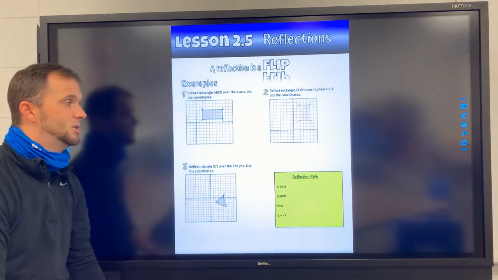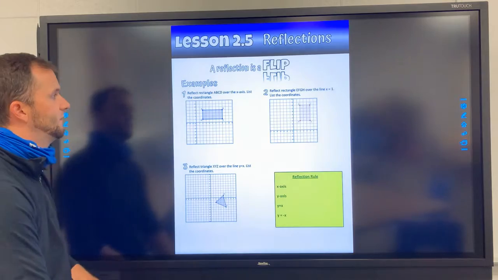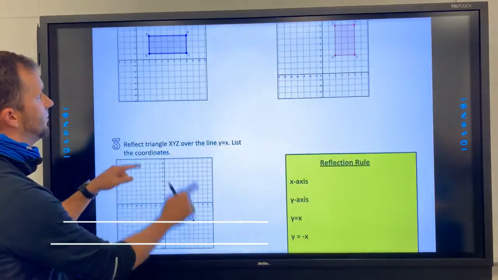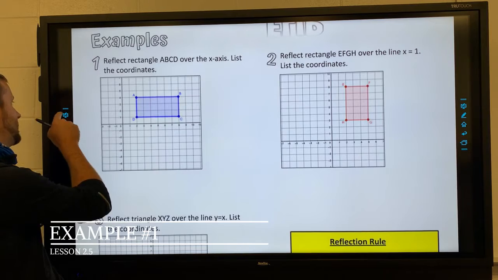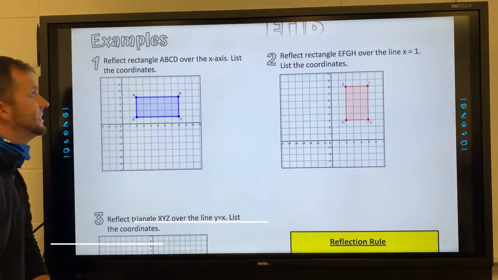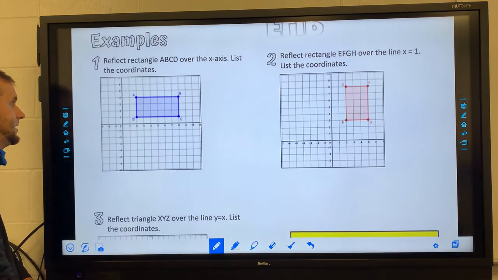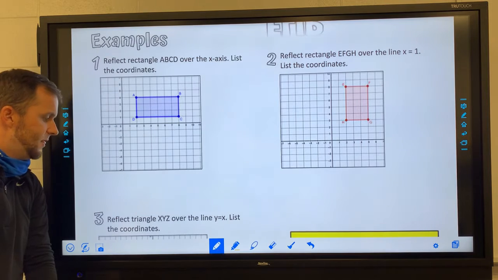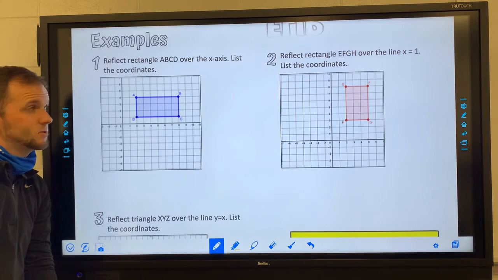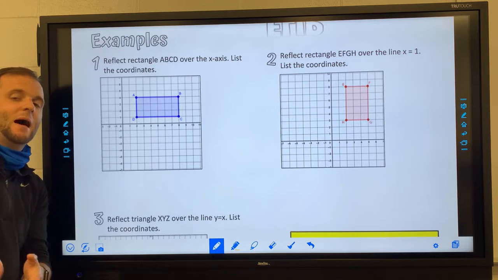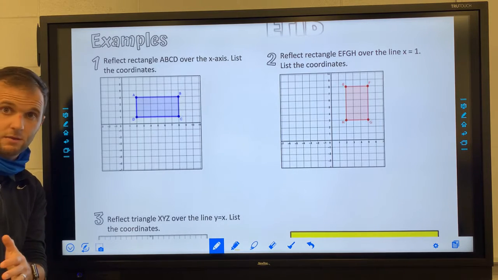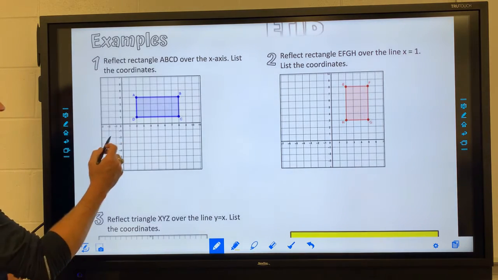The best way to teach this is to go on to the first example. On example number one, it says, reflect the rectangle A, B, C, and D over the x-axis. Then it wants us to list those coordinates. I'm going to show you how to do this on the graph, and then how to do it mathematically with each individual point. Right now it says over the x-axis.